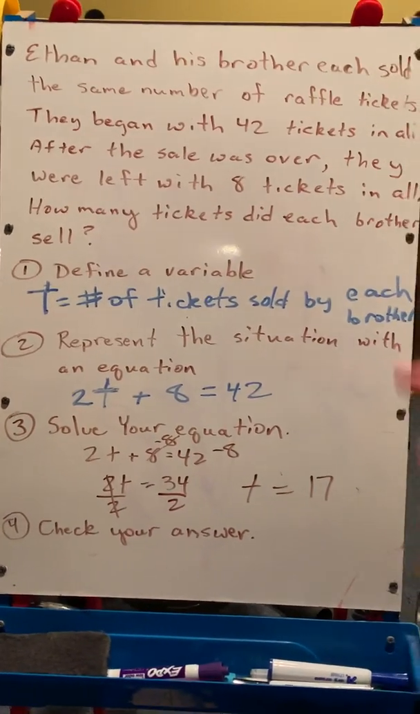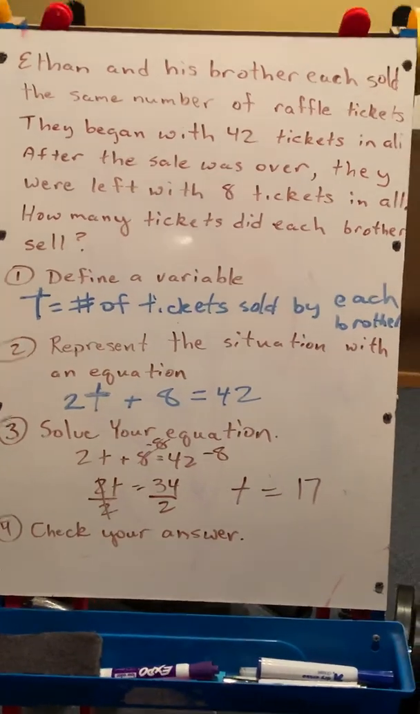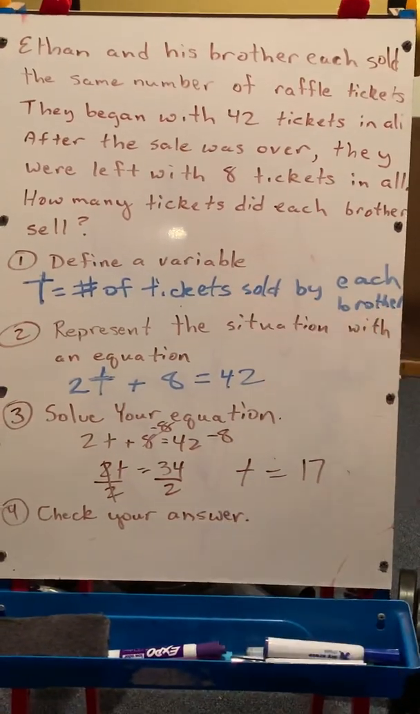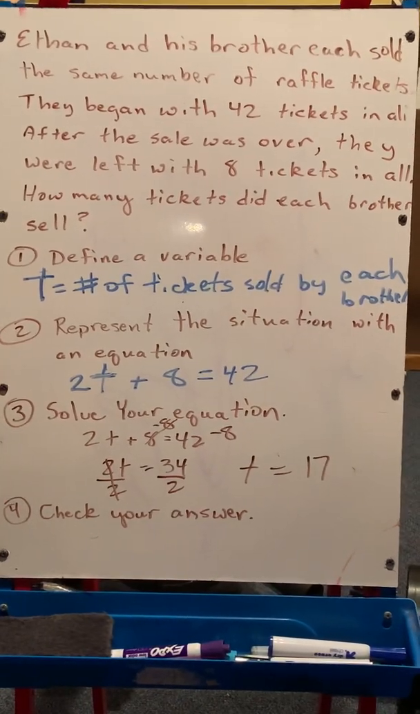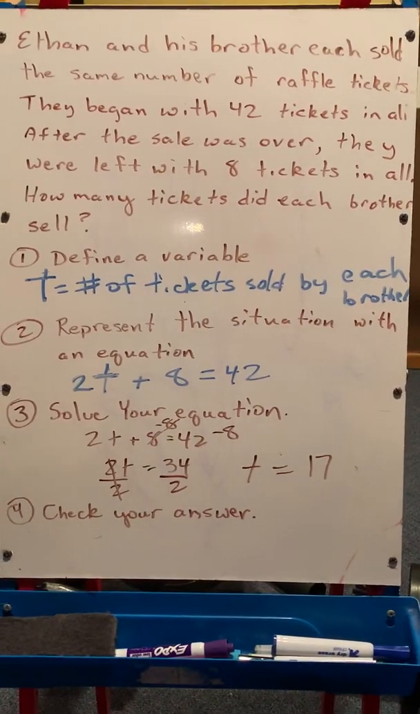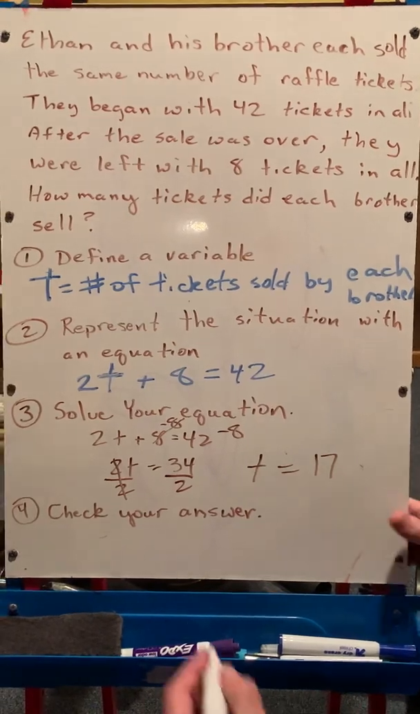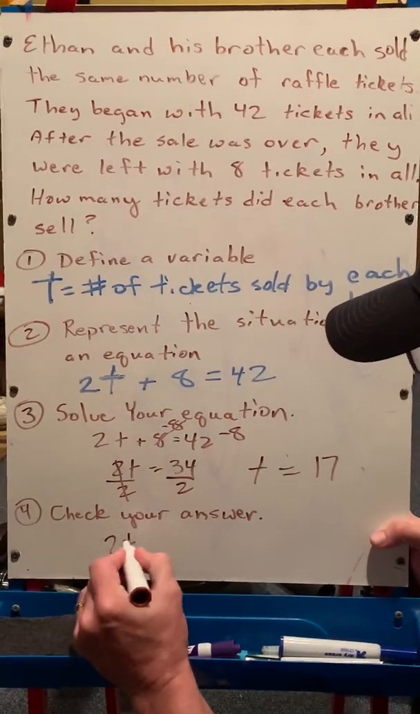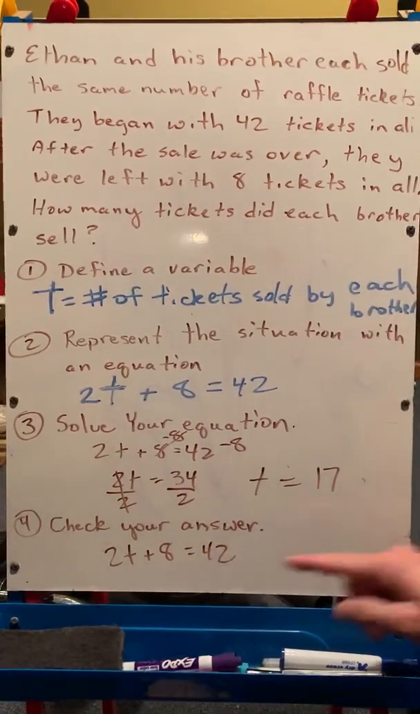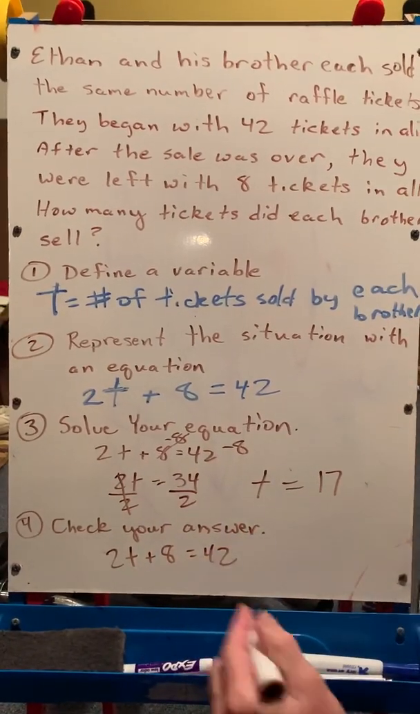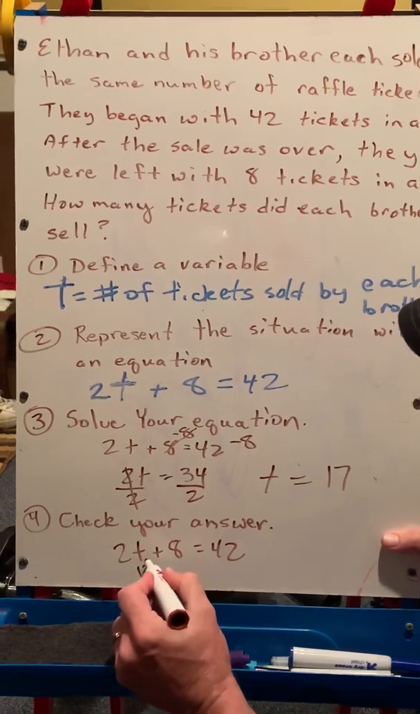So if I go up and look now, my answer is t equals 17. So the number of tickets each brother sold would be 17. Now I want to double check that to make sure I'm right. And to do that, we substitute and plug it back into the equation. So if I go to my original situation and plug in, t is the number of tickets each brother sold, and I'll plug in a 17.